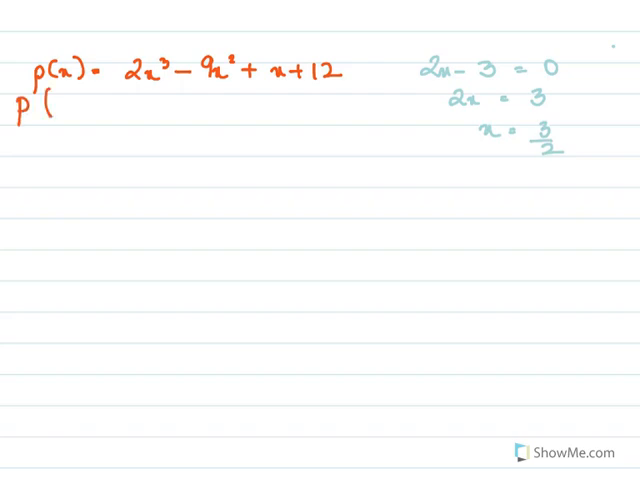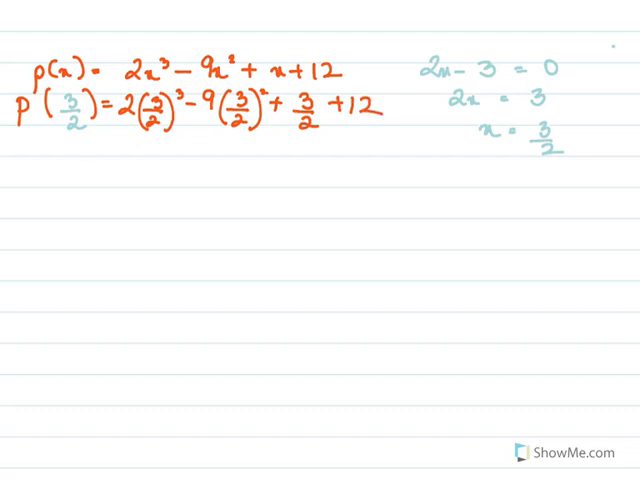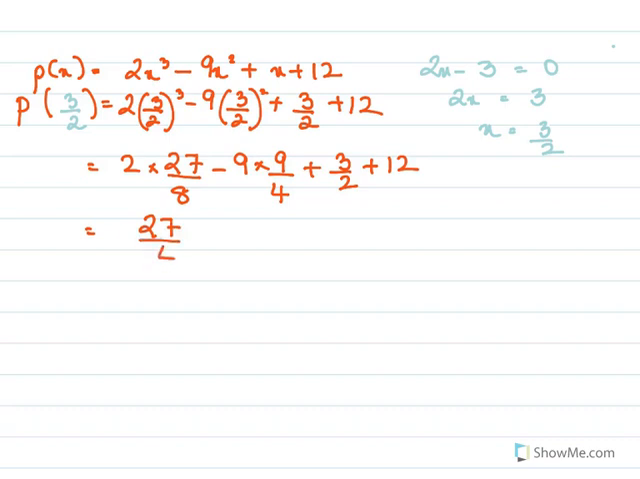So wherever there is x, I will put 3 by 2, and I see what is the remainder. So 2 into 3 by 2 cubed, minus 9 into 3 by 2 squared, plus 3 by 2, plus 12. So 3 cubed is 27, 2 cubed is 8, 3 squared 9, 2 squared 4. So when I cancel this, you get 27 over 4 minus 81 over 4 plus 3 by 2 plus 12. So we'll now take the LCM.